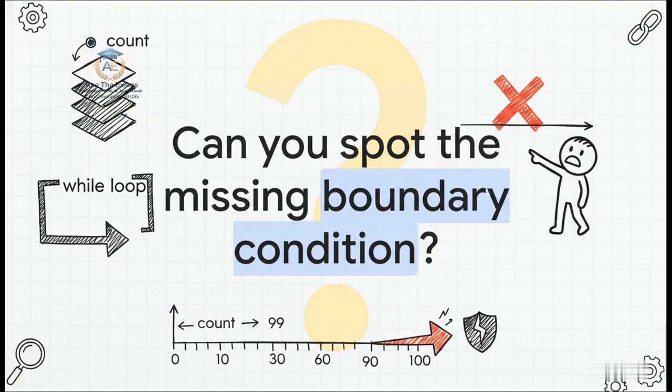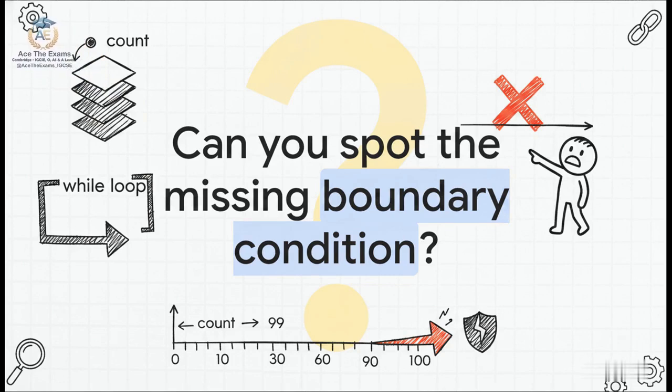Imagine a student writes an algorithm to process an array of exactly 100 student grades. They write a loop that says, while count is less than 100. I want you to mentally scan that. Can you spot the missing boundary condition? I'll give you a second to think about it.